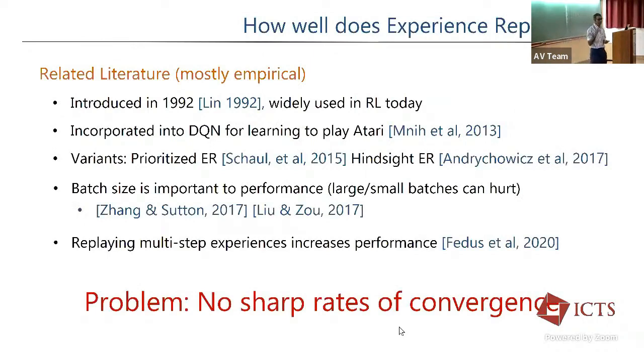But one thing people have observed in experience replay quite a bit is that the batch size you use for experience replay is very critical. If you use too large a batch size, then you don't have enough updates. And if you use too small a batch size, then that can bring so many correlations that you're not getting much out of it. And that is what our analysis also shows. And if you're replaying these multiple step experiences, there are some independent experiences that also help performance.